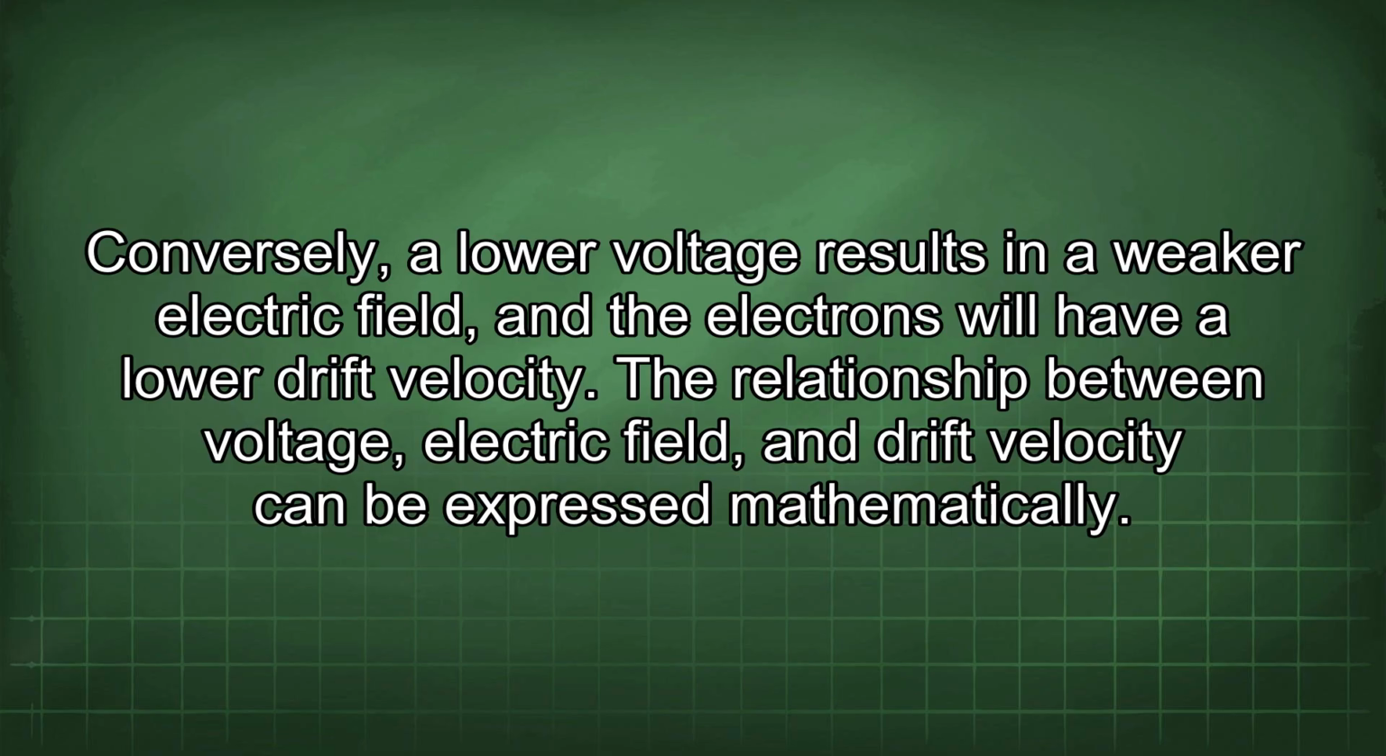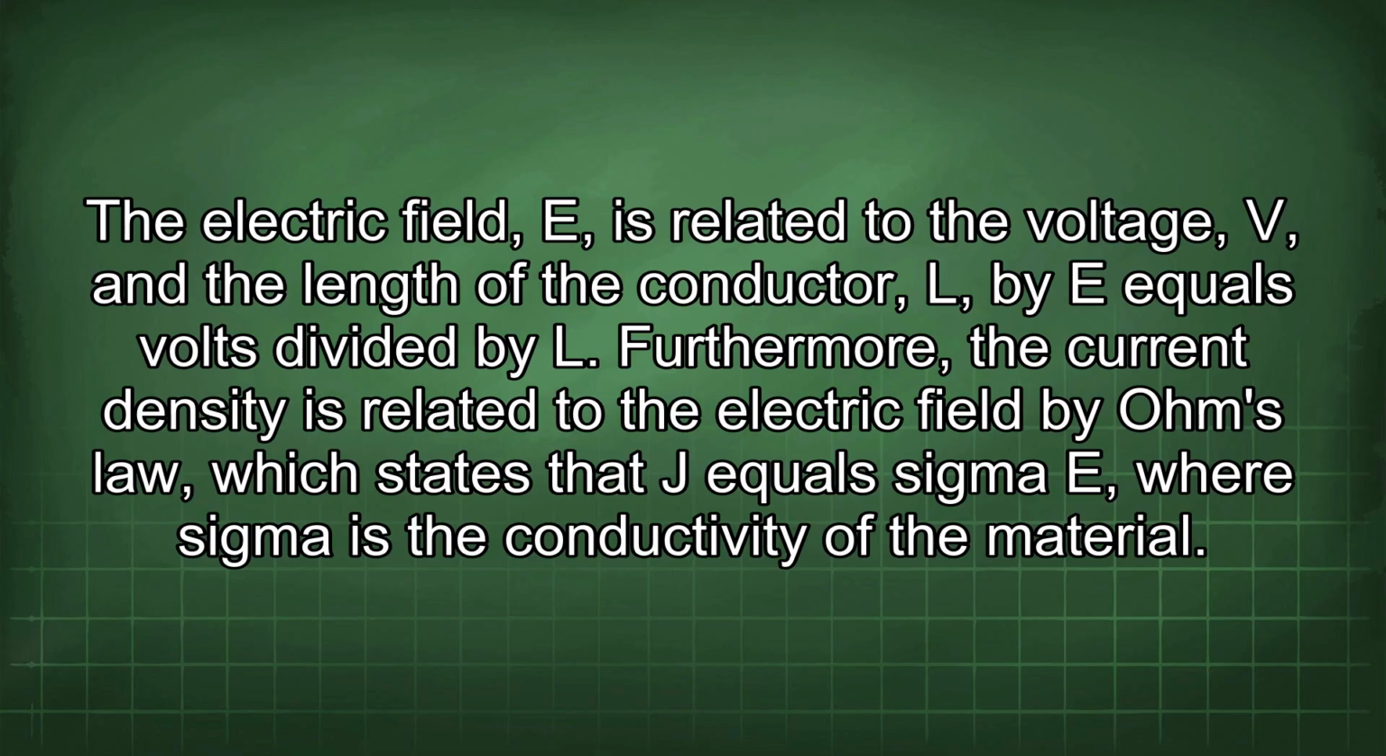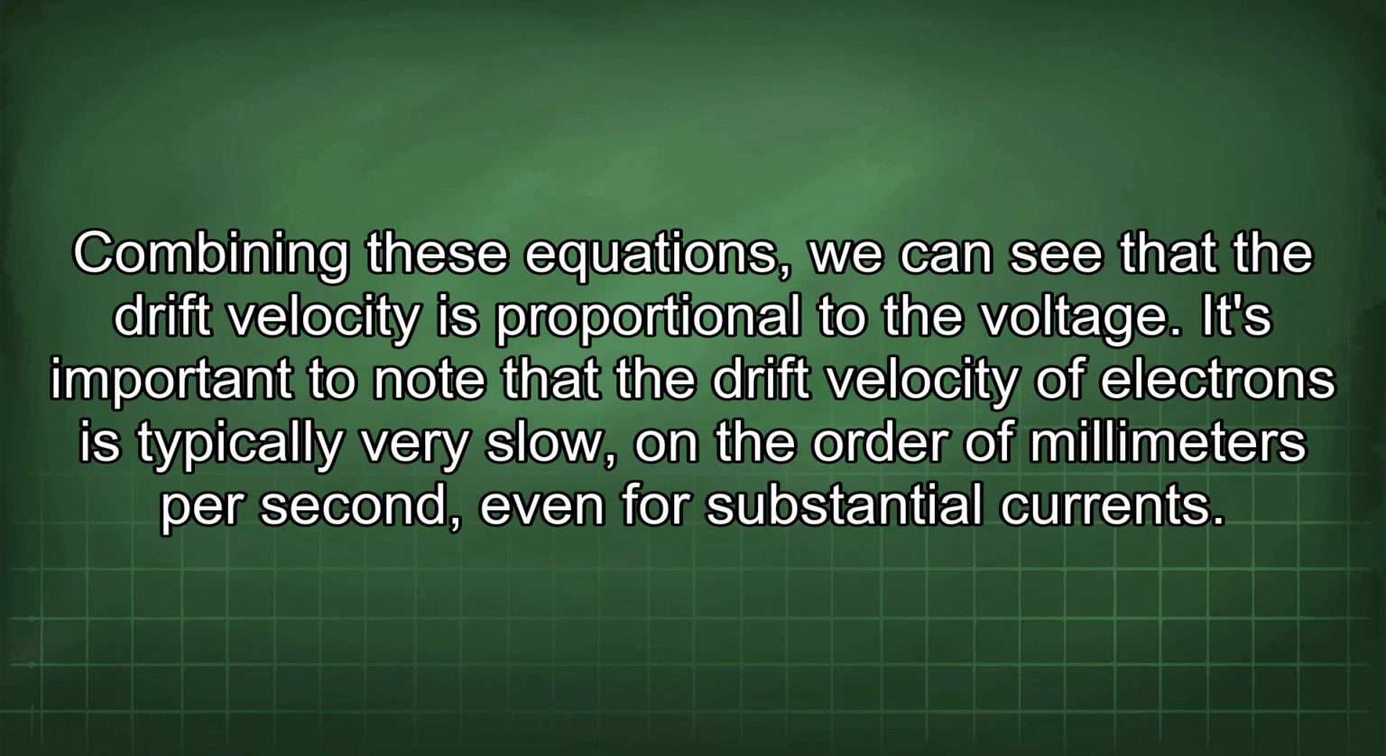The relationship between voltage, electric field, and drift velocity can be expressed mathematically. The current density, J, which is the amount of current flowing per unit area, is given by J equals N Q Vd, where N is the number of charge carriers per unit volume, Q is the charge of each carrier, and Vd is the drift velocity. The electric field, E, is related to the voltage, V, and the length of the conductor, L, by E equals V divided by L. Furthermore, the current density is related to the electric field by Ohm's law, which states that J equals sigma E, where sigma is the conductivity of the material. Combining these equations, we can see that the drift velocity is proportional to the voltage.